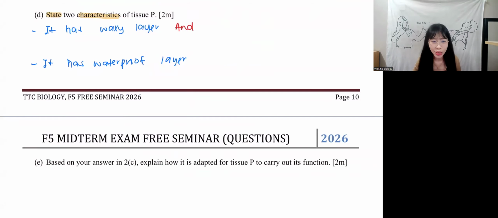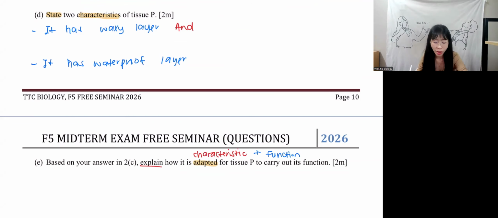Based on your answer in 2C, explain how tissue P is adapted to carry out its function. When you see the word adapted, it means adaptation. Adaptation means characteristic in biology. So characteristic, okay? Explain means you have to write characteristic plus function.